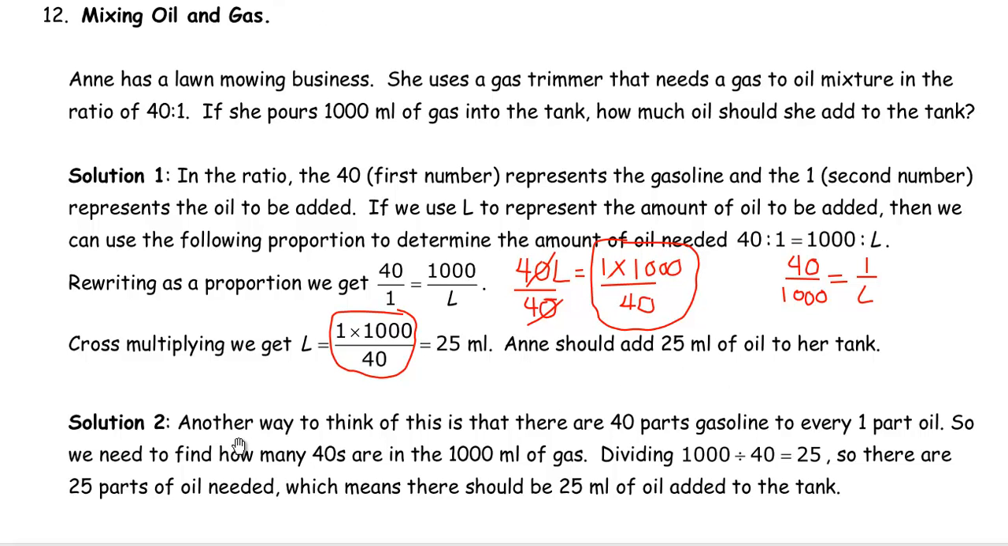Now, another way to do this, a second solution, is to think of there being 40 parts gasoline to every 1 part of oil. So what we want to find out is how many 40s there are in 1,000. And the way you find that is you divide the 1,000 by 40. So there are 25 40s in 1,000. That means there should be 25 milliliters of oil added to the tank. So that's another way to think of it.